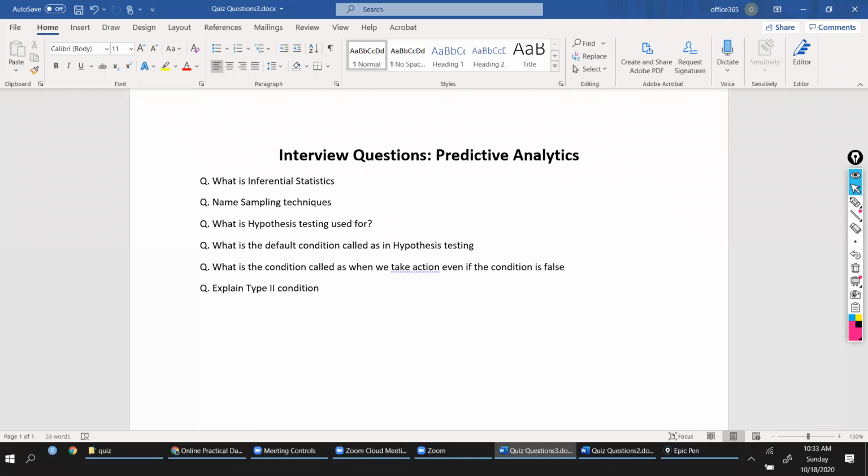When the current condition that we are performing is false, but still we continue doing the current decision, current action, that's when your type 2 error occurs. That means you need to take action, but you're not taking the action. Failing to reject a false null hypothesis. Right? That is type 2.